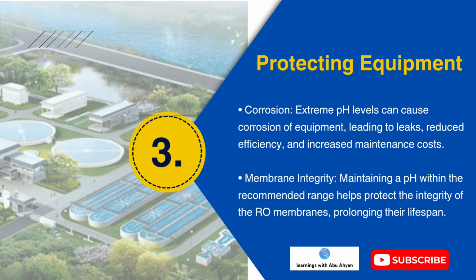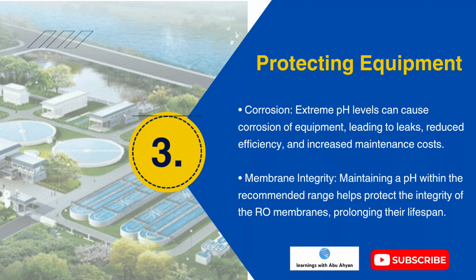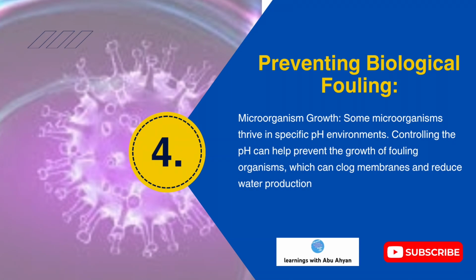3. Protecting equipment. Corrosion. Extreme pH levels can cause corrosion of equipment, leading to leaks, reduced efficiency, and increased maintenance costs. Membrane integrity. Maintaining a pH within the recommended range helps protect the integrity of the RO membranes, prolonging their lifespan.